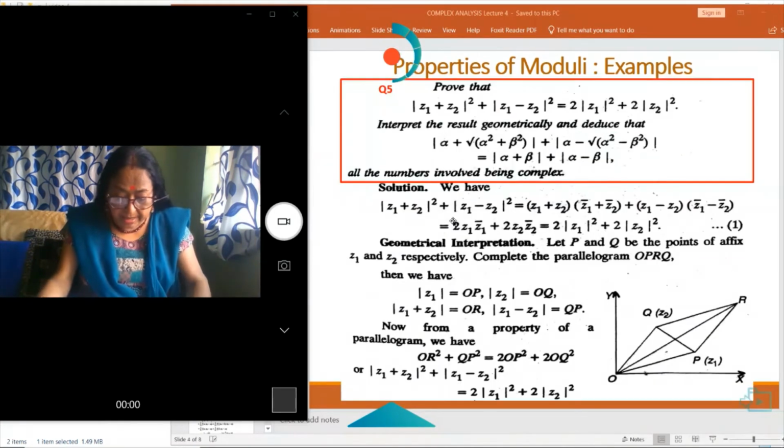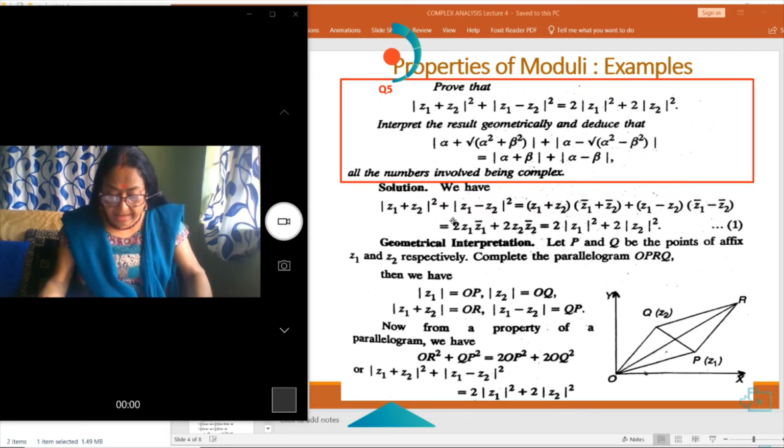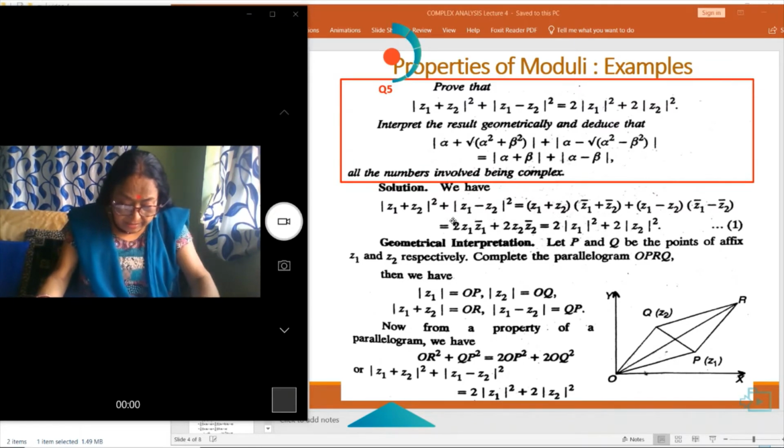Now, take another example, that is, prove that mod of z1 plus z2 the whole square plus mod of z1 minus z2 the whole square is equal to 2 times mod z1 the square plus 2 times mod z2 the square. The question is given on your screen. Now, mod of z1 plus z2 the whole square plus mod of z1 minus z2 the whole square.